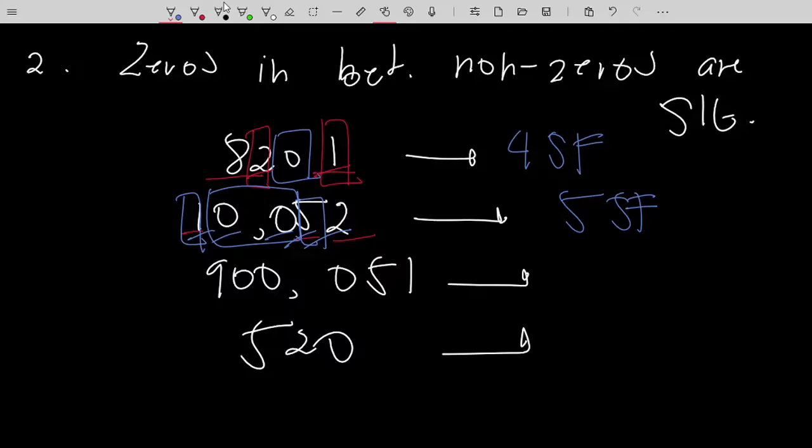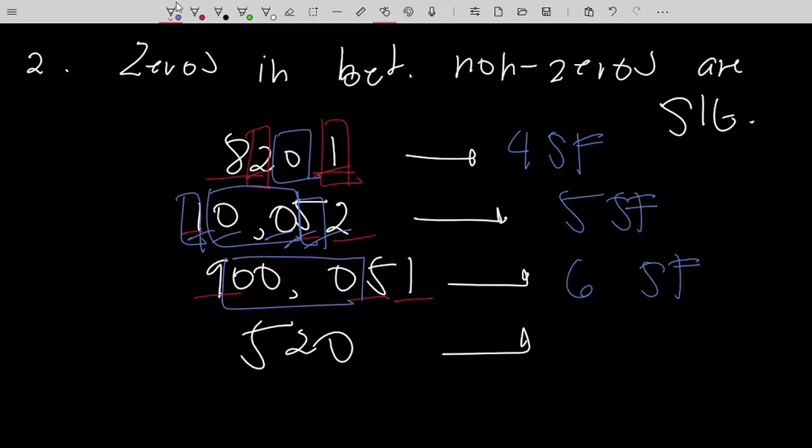Now third example, we have 900,051. How many significant figures do we have? First, count all the non-zeros. Here we have 9, 5, 1. How about these 3 zeros here? Again, these zeros are located in between non-zeros. So automatically, these 3 zeros will be significant. So here we have 6 significant figures.